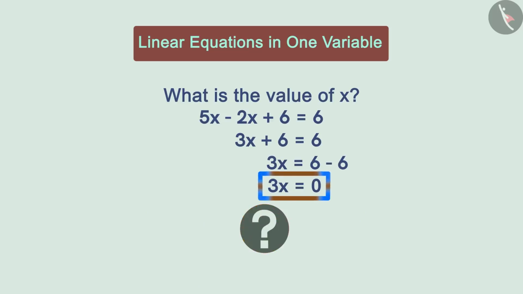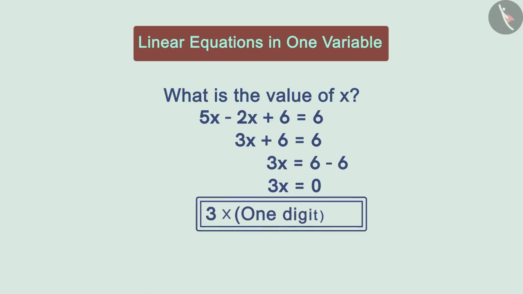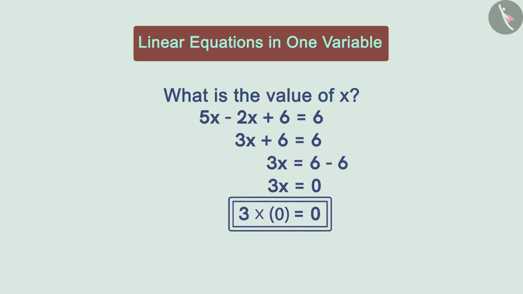Can you tell what this equation tells us? This equation tells us that the value of x is the number that gives us 0 when it is multiplied with 3. Do you know any such number? Absolutely correct. 0 is the only number which can do so. So the answer is 0. Hence, the value of x is 0.